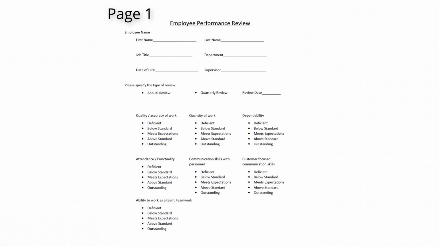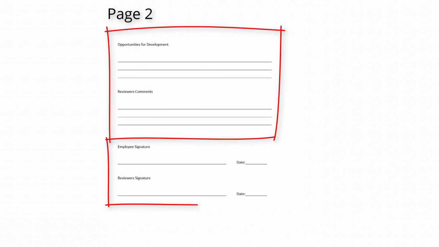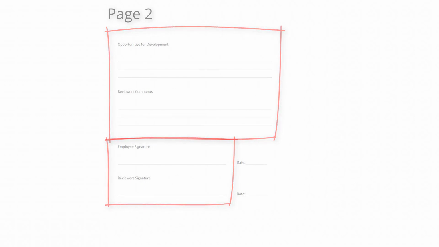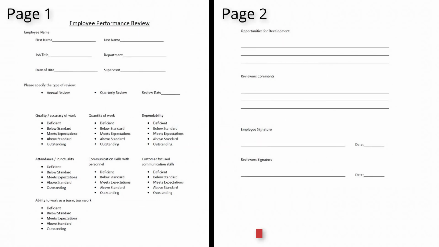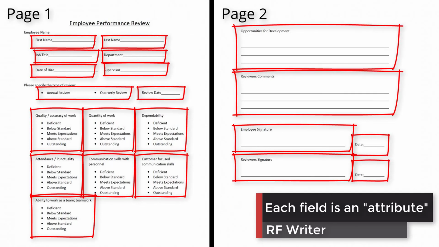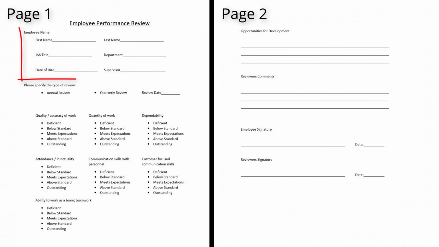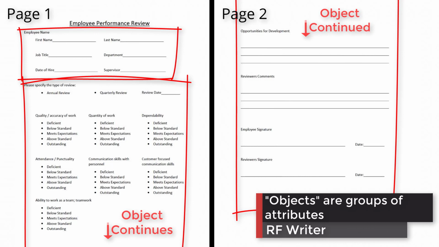On our current paper document, there are several different types of fields, ranging from short text, dates, multiple choice, long text, and signature fields, all of which we will be able to recreate from within RFWriter. No matter what type the field may be, it is important to remember that each individual field is an attribute. Attributes are grouped together into what's known as objects, and one to several objects make up a form.